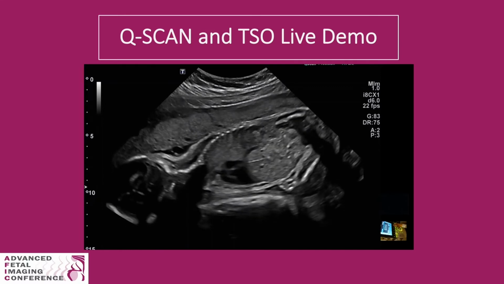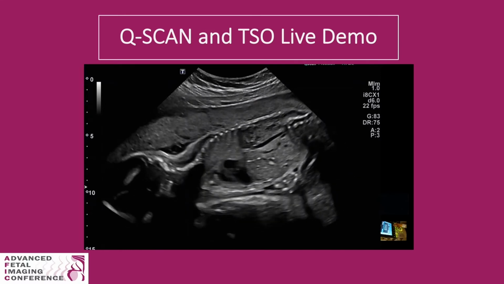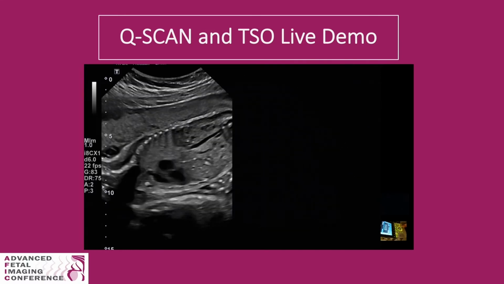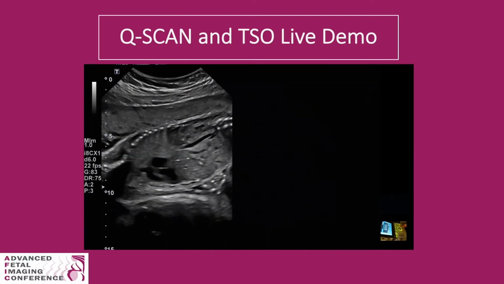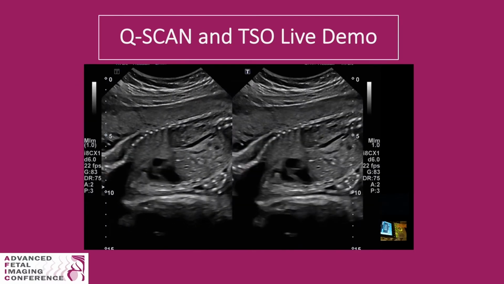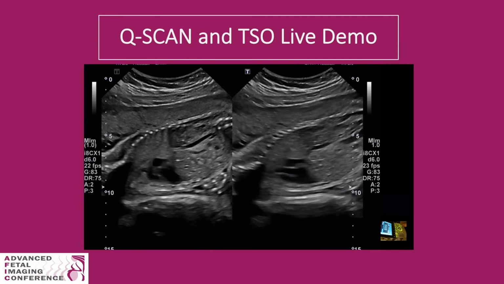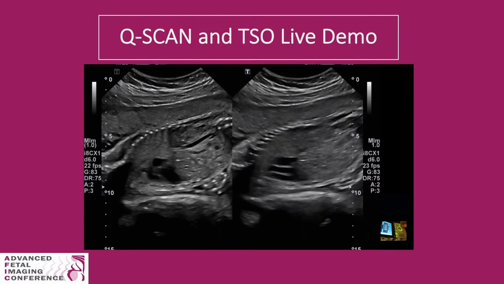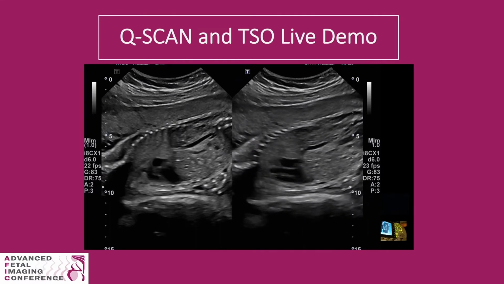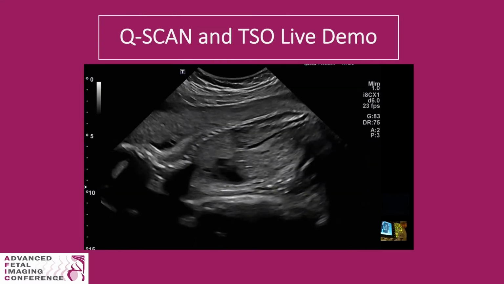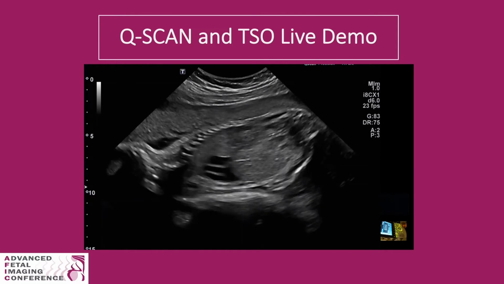And just to show that a bit clearer, I'll do it in a split screen because it is subtle. So here we have the TSO on a negative number. And then I'm going to, on this side, turn it back up to where we started. And you can see that the heart's much more crisp. And the diaphragm is a bit easier to see.